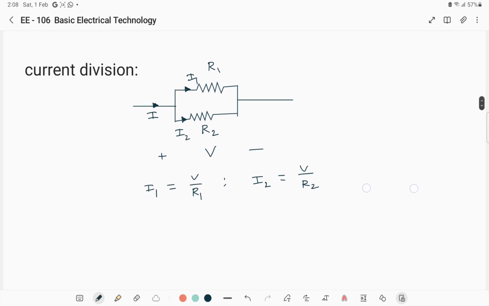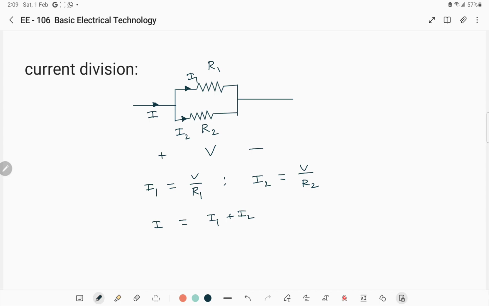In a series circuit, the current will be same, voltages will be divided, voltages will be different. The total current I is nothing but I1 plus I2. Applying KCL at this node, incoming current is I, outgoing currents are I1 and I2, so the total current I will be I1 plus I2.